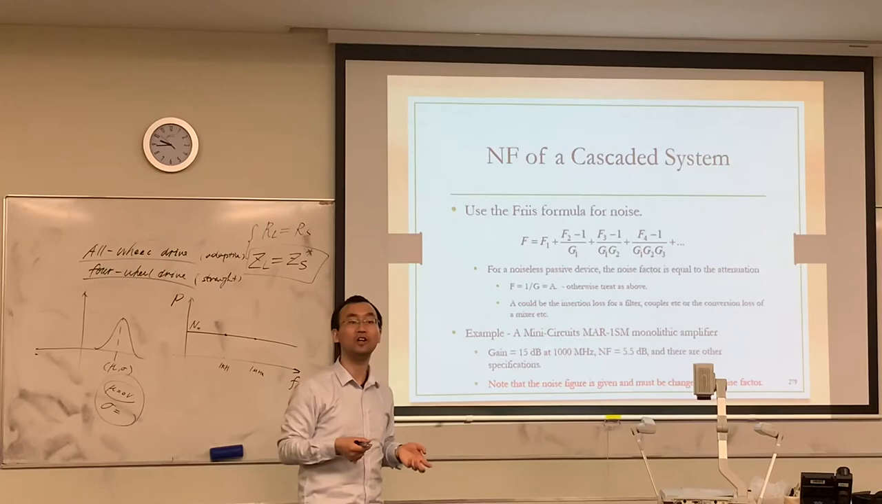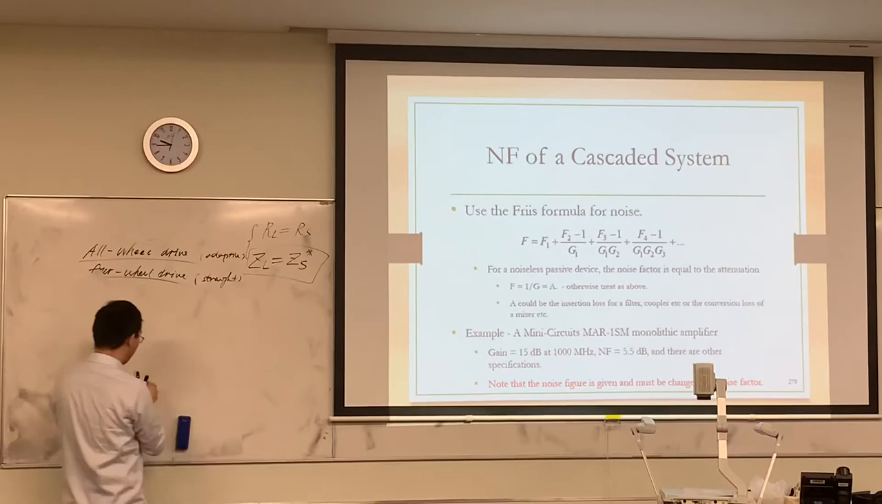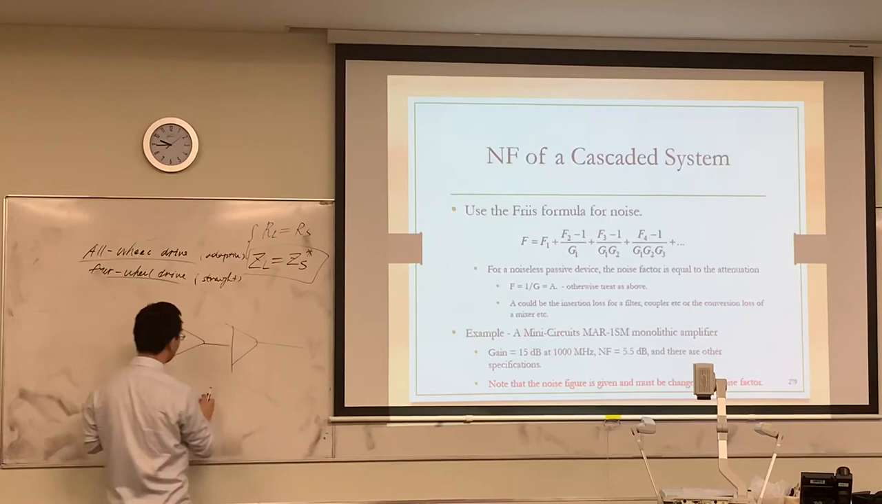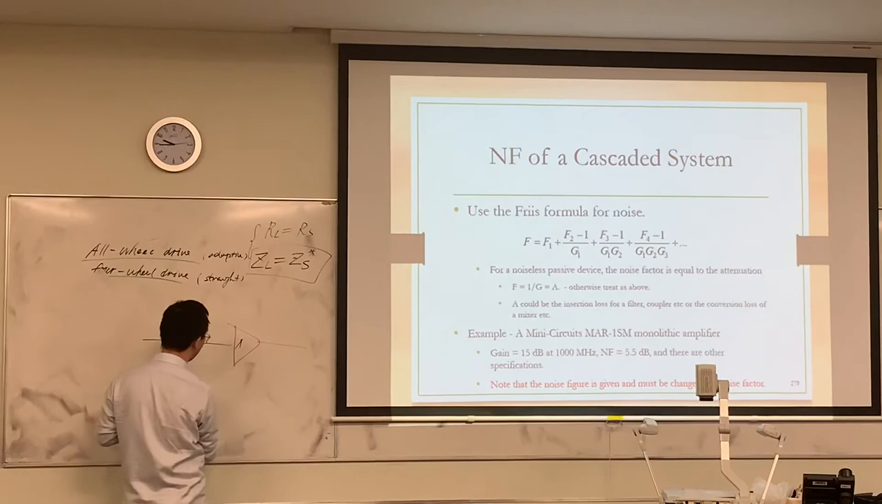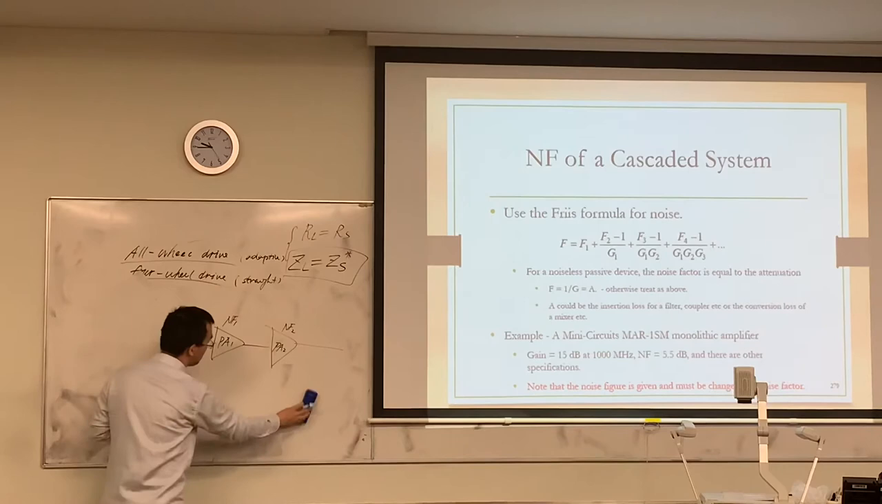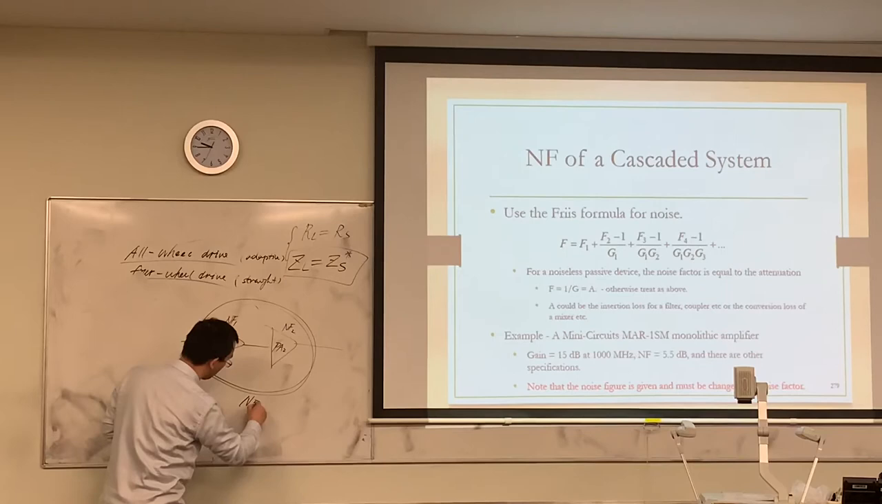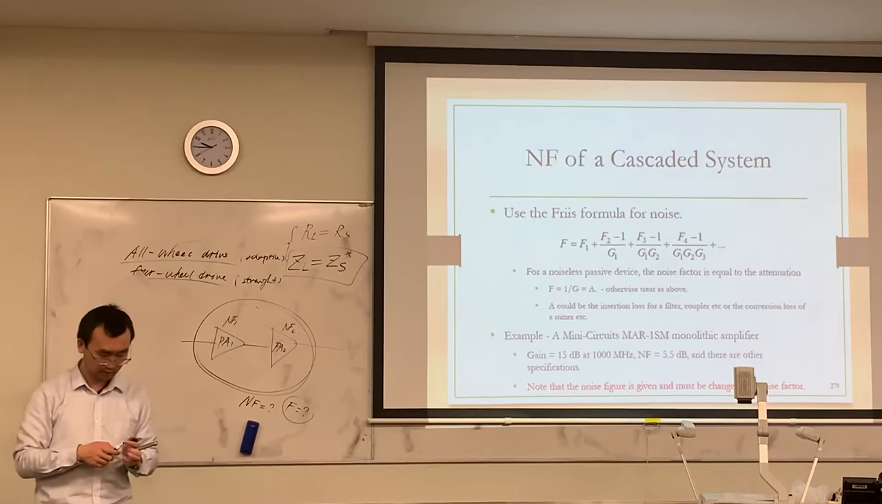Then we have the Friis formula. The Friis formula basically tells you, if you have a number of systems cascaded, for example power amplifier 1 and power amplifier 2, and I know noise factor 1 and noise factor 2, now I want to know if I connect them in cascade, what is the overall effect? What is the overall noise factor, or the overall noise figure? In order to calculate that, we need to use the Friis formula.